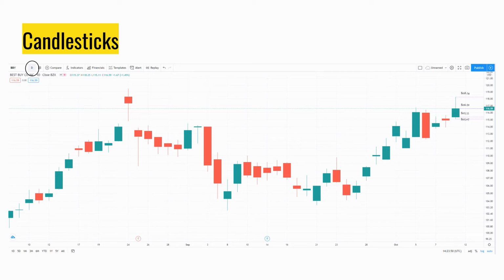From there, we can decipher the price action that happened during the day. So we see that the low of the day, which is represented by the lower wick, was $115.07. On the other hand, the high of the day, which is represented by the upper wick, was around $118.24. The closing price of the stock on October 9th was $116.59. As you can see, bar charts and candlesticks basically represent the same type of information, and they can be helpful in understanding price action.